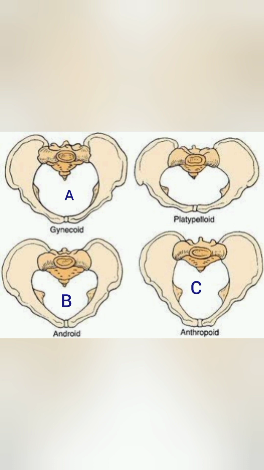And the last one is platypelloid. The platypelloid pelvis is also called flat pelvis. It is compressed anteroposteriorly. This is the least common type and it's more wide but shallow, and it resembles an egg lying on its side. And the platypelloid pelvis can make vaginal birth difficult because the baby may have trouble passing through the pelvic inlet. So these are the four types of pelvis which are observed in the female.